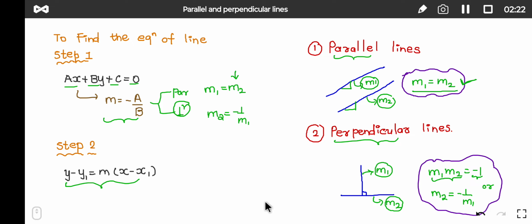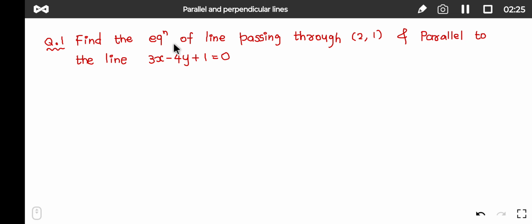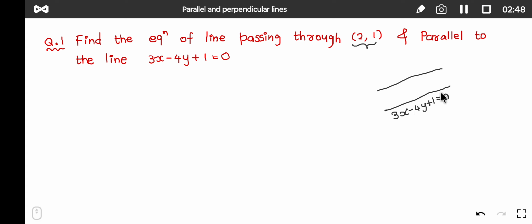Look at one example. The question is: find the equation of the line passing through the point (2, 1) and parallel to the line 3x minus 4y plus 1 is equal to 0. If I draw the diagram, two lines are given. One line is given, which is 3x minus 4y plus 1 is equal to 0, and we have to find the equation of the second line. We know that whenever the lines are parallel, the slope of both lines must be the same, m1 is equal to m2.